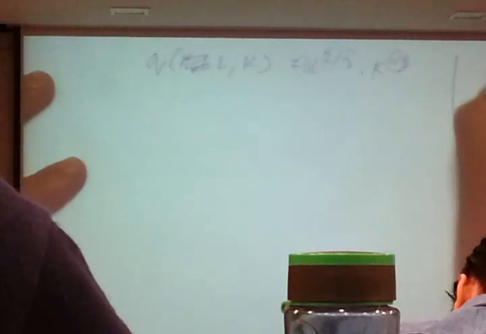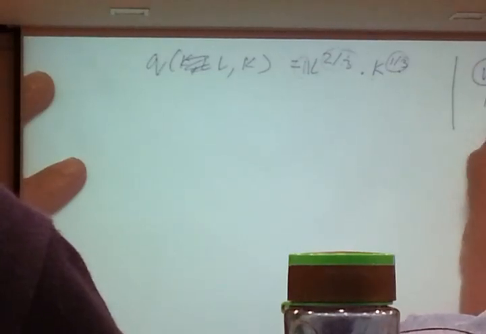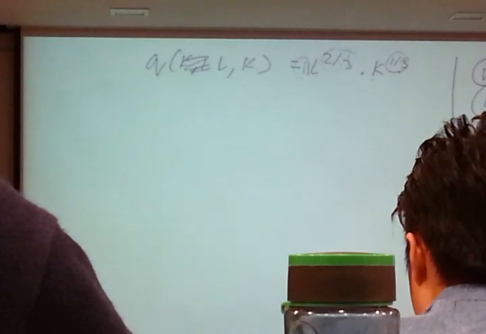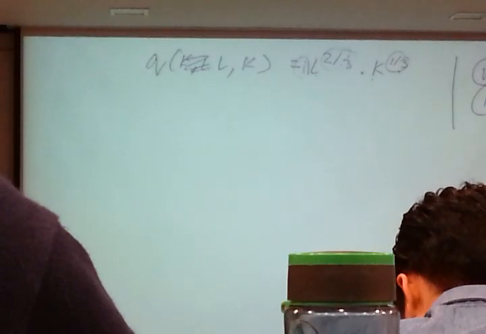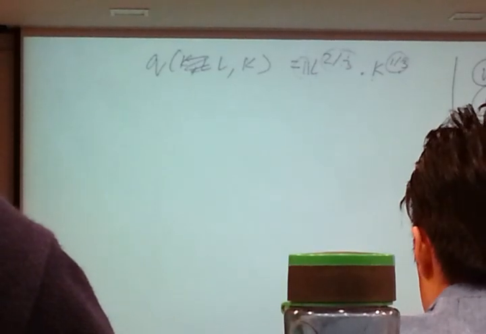I am also told the unit price of labor is W and the unit price of capital is R. W and R are the prices of the two inputs. The question asks you to derive the conditional input demands and the cost function. Standard, very standard question.